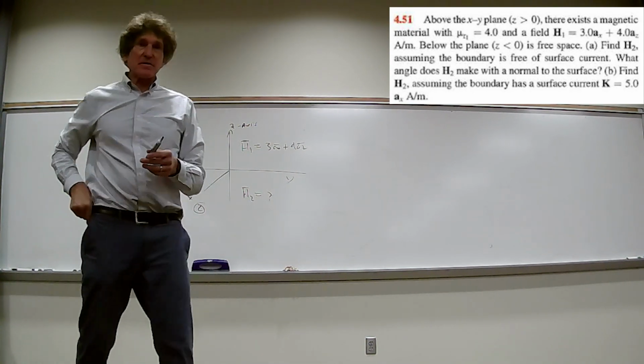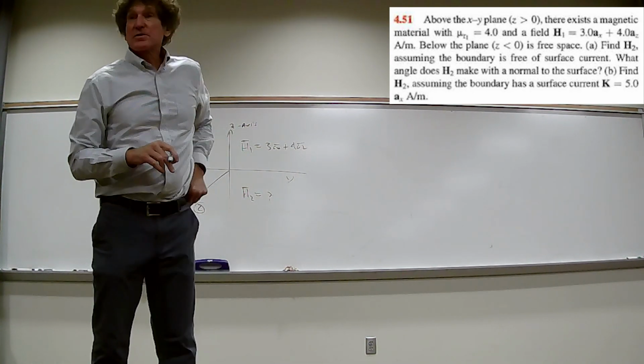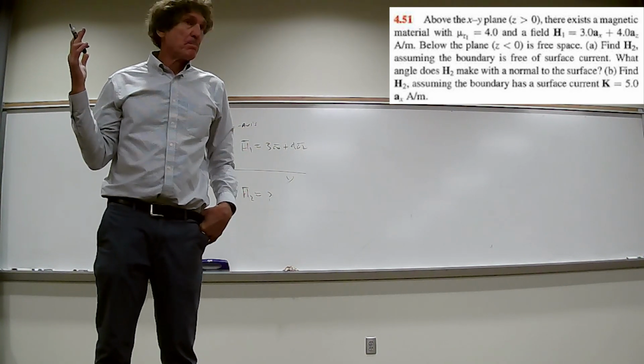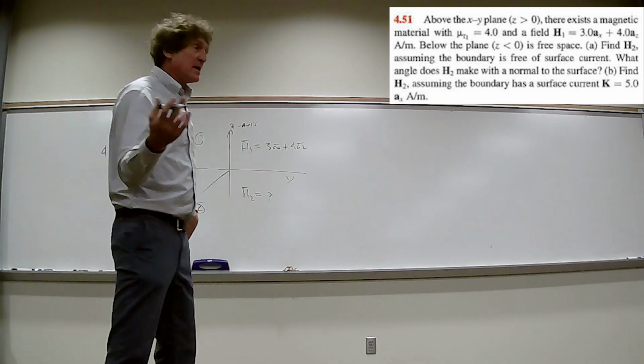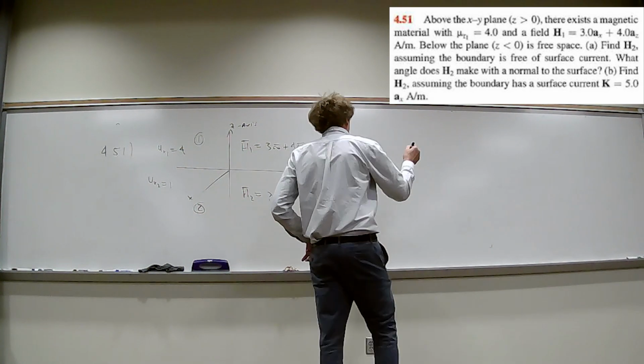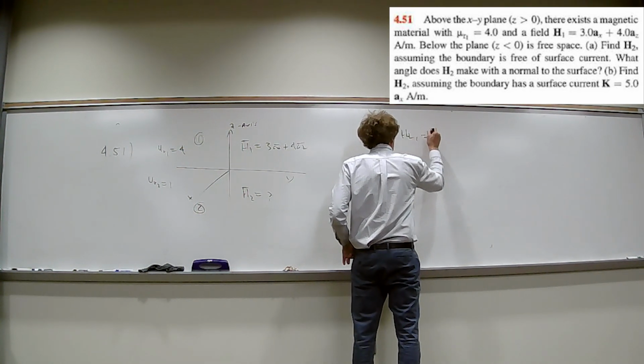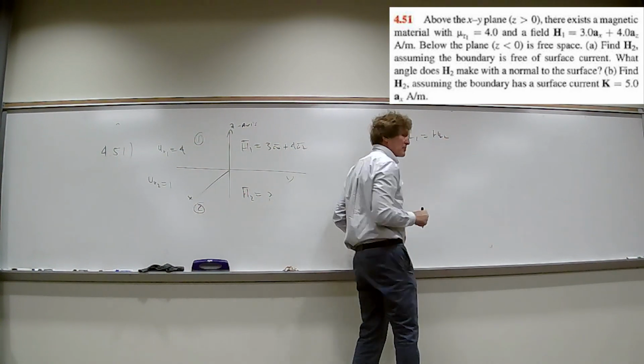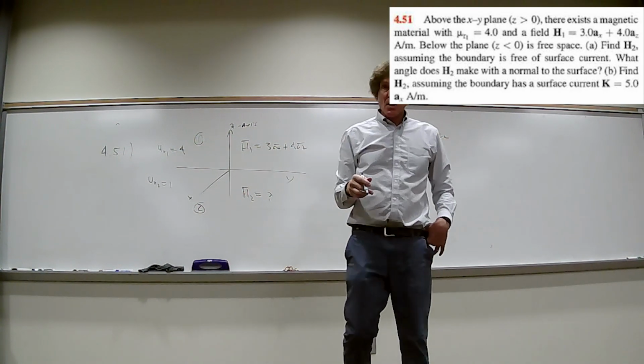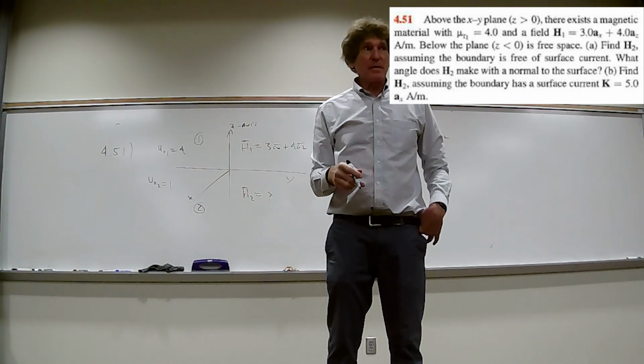Now, just think about the laws. First, is there a surface current density? No. So it's really what? H tangent in region 1 is H tangent in region 2. Do you agree with that for starters? Can you all see this problem okay?